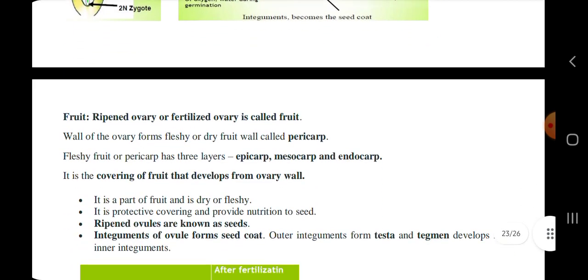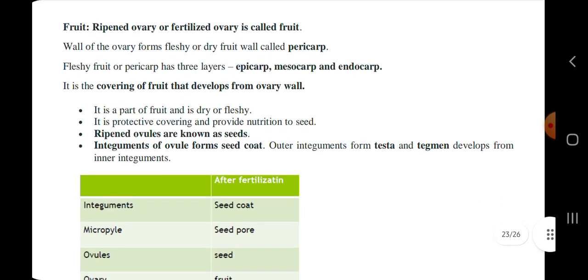Fruit is basically the ripened ovary or fertilized ovary. Wall of the ovary forms fleshy or dry fruit wall called pericarp. Fleshy fruit or pericarp has 3 layers: epicarp, mesocarp and endocarp. It is the covering of fruit that develops from ovary wall.